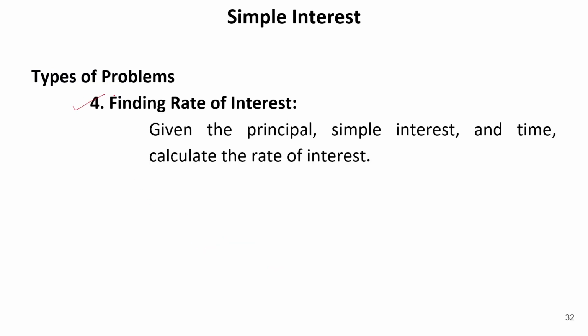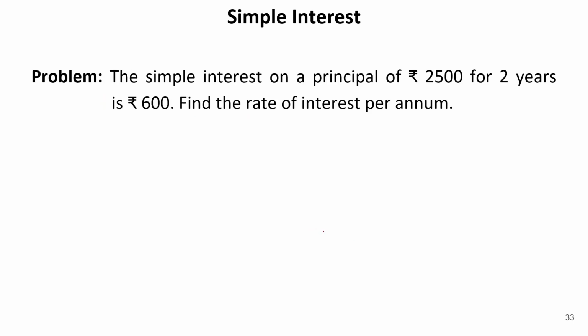So let's see the fourth kind of problem, that is finding rate of interest, right? So given the principal, simple interest and time, calculate the rate of interest. So again we will use the same formula, SI is equal to PRT by 100, right? So this implies that we want to calculate R, right? So R is equal to what? SI into 100 by PT. Okay, so you have the principal amount, you have the time period, you have the simple interest. So you can then calculate the rate of interest.